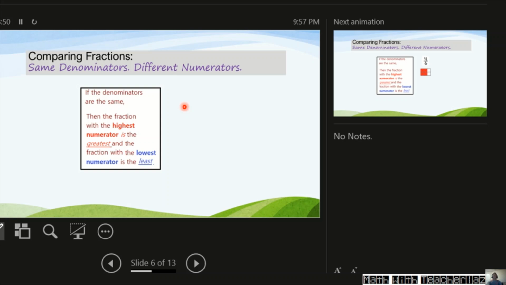Then on day 2, we compared fractions when they have the same denominator and different numerators. This case is very simple. Here we have 4/6. That means we have 4 out of 6 parts selected. 4 out of 6. Okay? And here we have 2/6. So if the denominators are the same, 4/6, my denominator is 6. 2/6, my denominator is 6. Then the fraction with the highest numerator is the greatest. So that says that since the wholes are cut exactly the same way, then the one where you pick the most pieces is the greatest. So that means that 4/6 must be greater than 2/6.